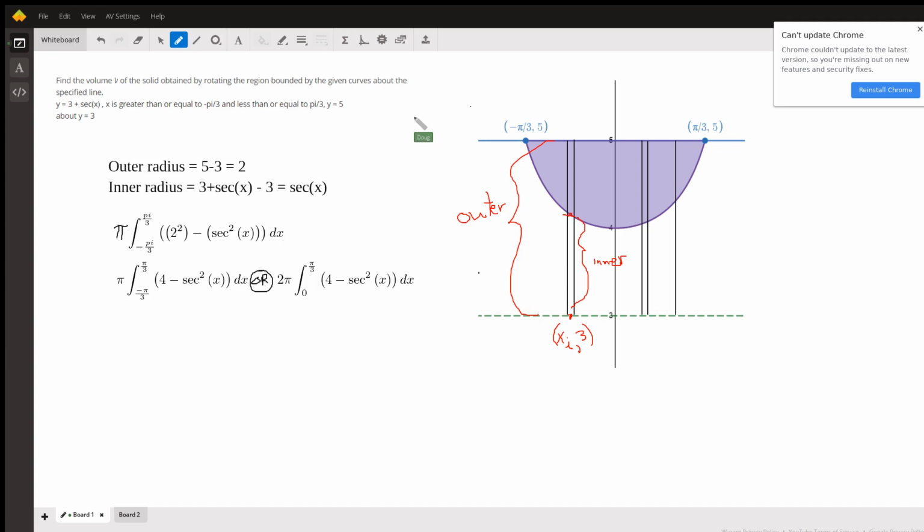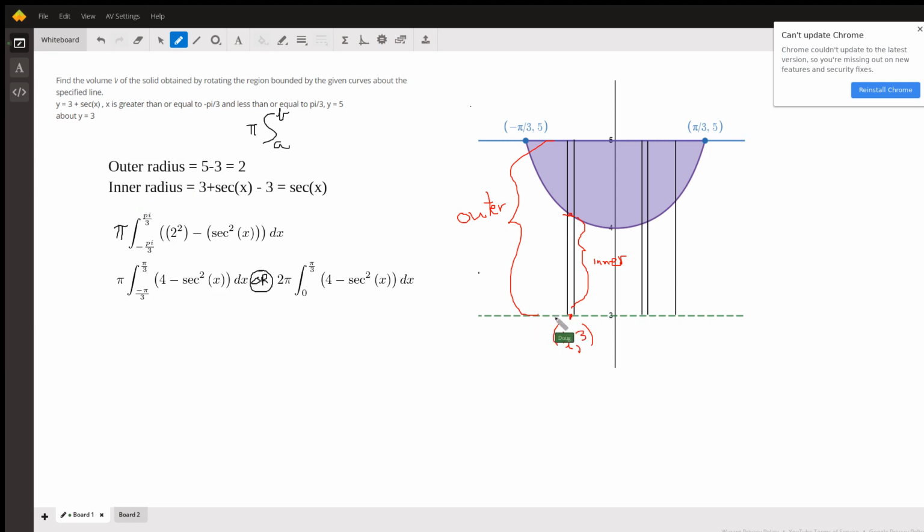volume by the washer method. It's pi times the integral from a to b, in our case from negative pi over 3 to pi over 3, of outer radius squared minus inner radius squared. How do we calculate the outer radius?